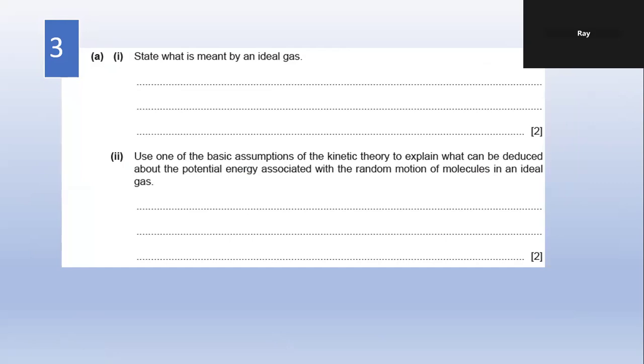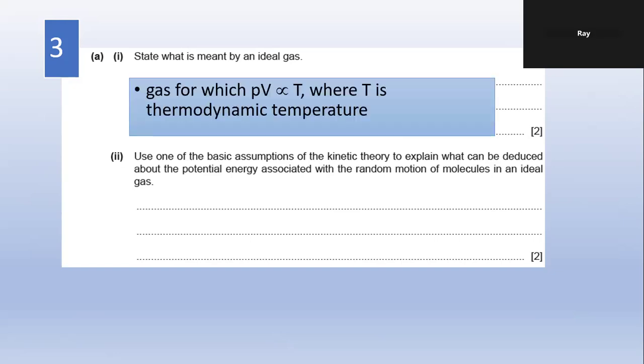Say what is meant by an ideal gas. It obeys PV over T equals a constant, where P is the pressure of the gas, V is the volume, and T is the thermodynamic temperature. A gas for which PV is proportional to T, where T is the thermodynamic temperature.